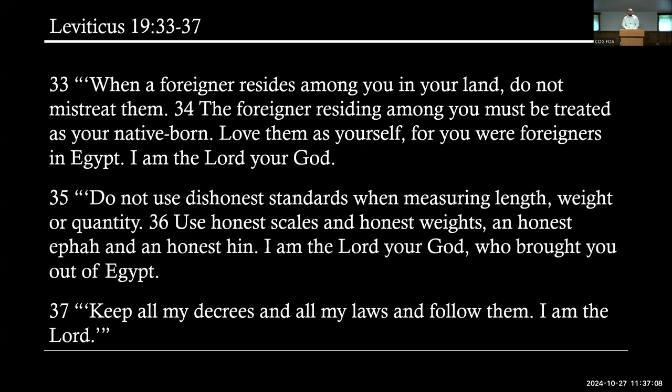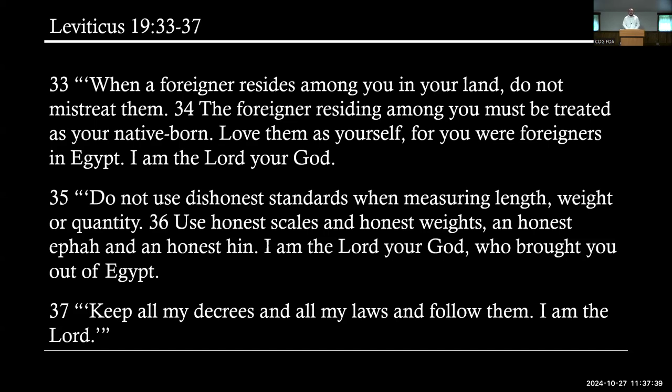In Leviticus chapter 19, we read, in verses 33 through 37, when a foreigner resides among you in your land, do not mistreat them. Is this something that we see practiced today with foreigners residing in a land that's not theirs? The foreigner who resides among you must be treated as your native born. Love them as yourself, for you were foreigners in Egypt. I am the Lord your God.